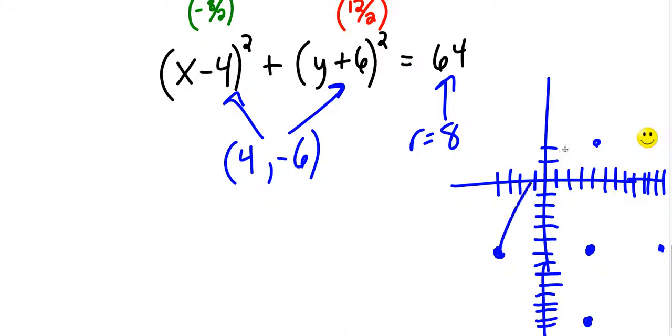And my graph is really sloppy. It's not going to look anything like a circle. And there you have it. So that's using completing the square to find the standard form, and then you can find the center and radius from that.